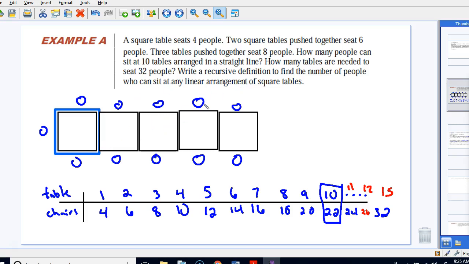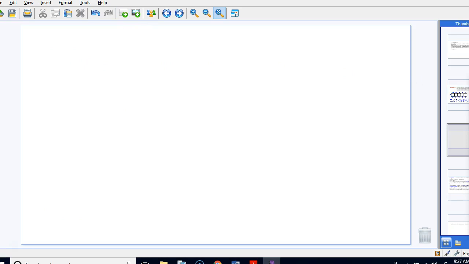So we want to try and write a recursive definition. And we don't have enough room to write it here, so we're going to just write it up here. And let's get this color. So what we could do for our recursive definition.